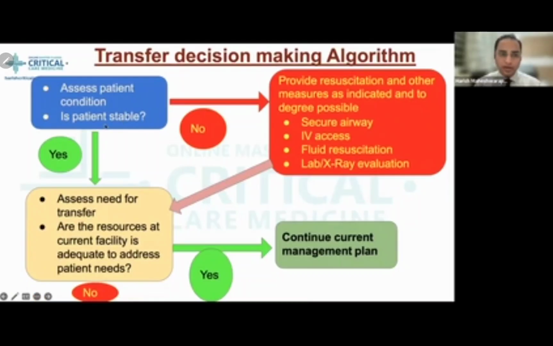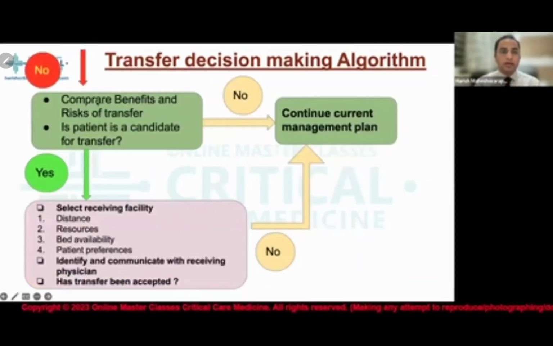Or if the patient is stable enough to be transferred, assess the need for transfer. Again, you need to question: are we going to get benefit by transferring the patient? Are the resources at the current facility adequate to address the patient's needs? If the answer is yes, continue managing the patient in the referring unit, don't transfer. If the answer is no, then compare the benefits and risks of transfer. Is this patient a candidate for transfer after assessing risk and benefit? If the answer is no, continue the current management plan.